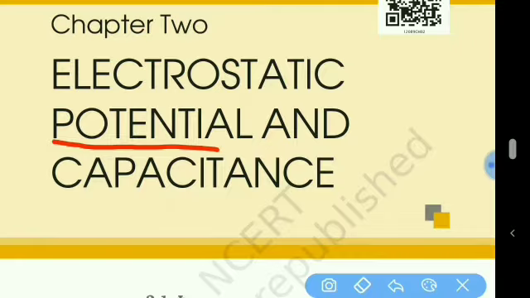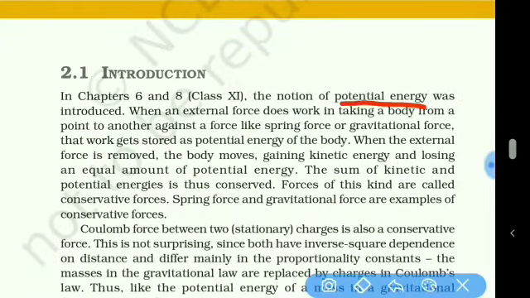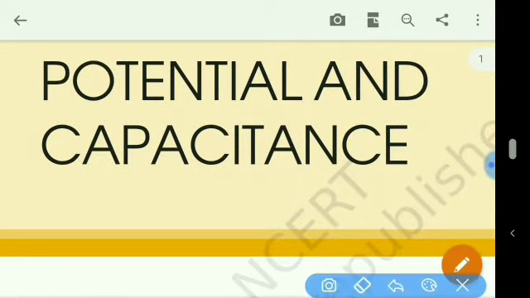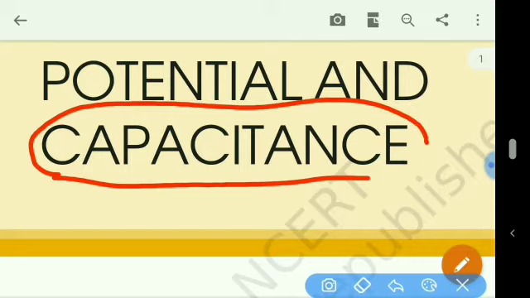Here we are going to study about the potential energy due to static charge particles. Static means stationary. Also, we will study about the capacitance. Now, what is this capacitance? So, capacitance is the capacity of a component to store electric energy.